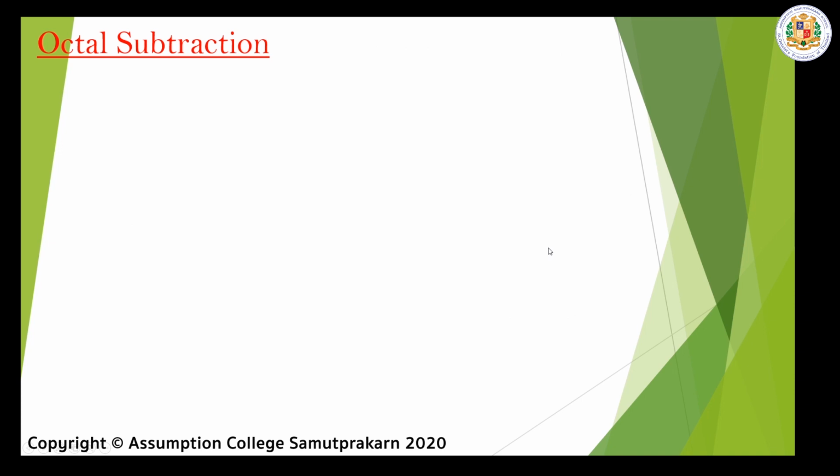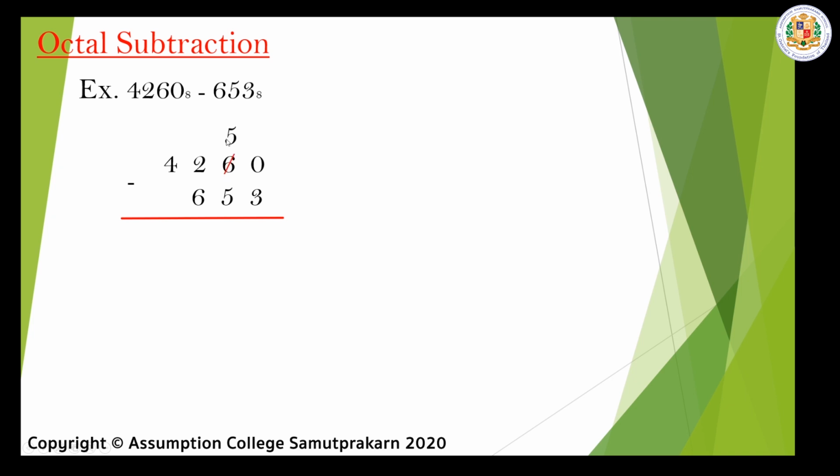Next, let's learn about octal subtraction. So here's our example. We have 4260 minus 653. Okay, so let's put it down. 0 minus 3 is not applicable as 0 is smaller than 3. So we will have to borrow from 6. So we cancel 6, 6 becomes 5, and 0 becomes what?